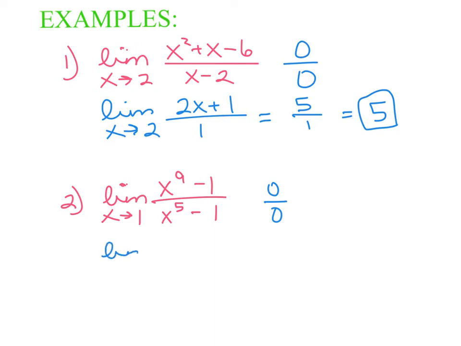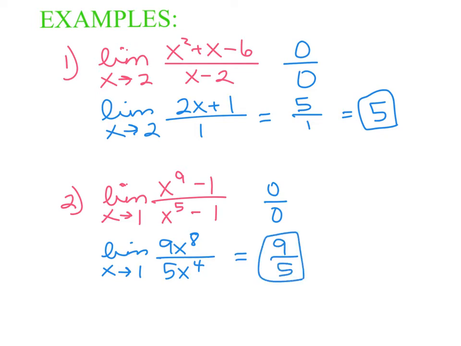So now we just do limit as x approaches 1 of, take the derivative of the numerator, which would be 9x to the 8th. Derivative of the denominator would be 5x to the 4th. And so when we plug in that 1, we get 9/5 as our answer.